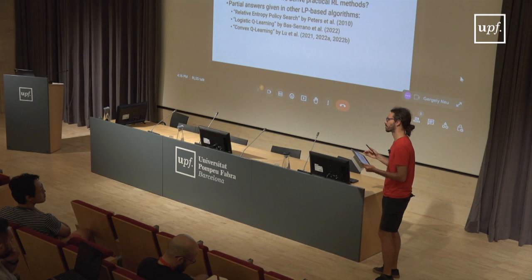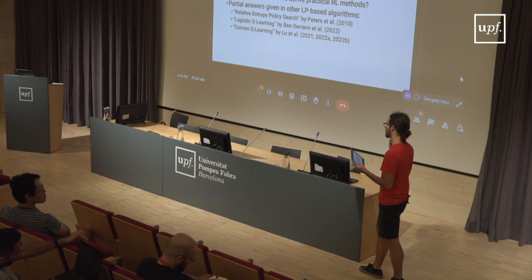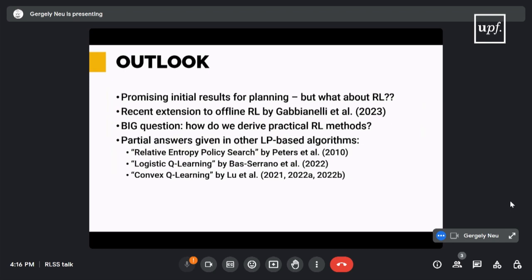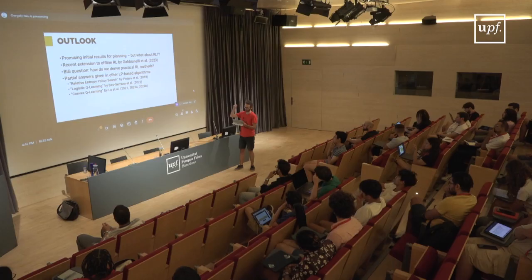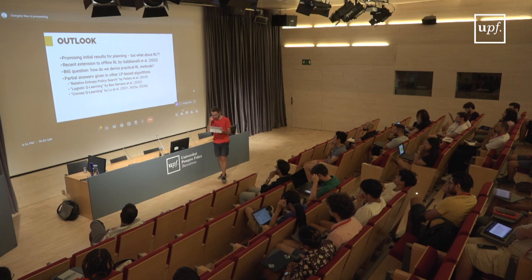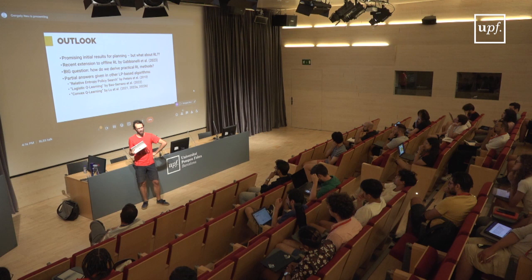Right now there's no final answer to this, but I will say that there are several methods that have been derived from this linear programming framework that I did not mention today. Gary has already mentioned relative entropy policy search by Jan Peters et al. And I think Mathieu also mentioned this. We had a follow-up on this called logistic Q-learning with my student Joan Bas, and also another similar method called convex Q-learning by Sean Meyn and co-authors. So there has been some progress in this direction, extending LP-based and primal-dual-style methods into the reinforcement learning scenario.